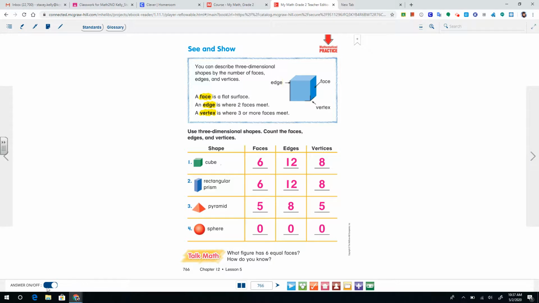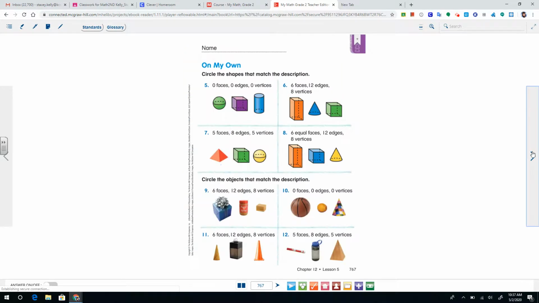Let me click off my answers. All right, and next, this is going to be your work to do. It says circle the shape that matches the description. Remember, faces are those flat parts. So a sphere definitely does not have any flat spots. It does kind of look like a sphere has a flat spot here, but really that's just showing that it's 3-dimensional. So that's a sphere that does not have any flat spots on it. Okay, so you're going to circle the shape that matches the description, and then circle the object that matches the description.